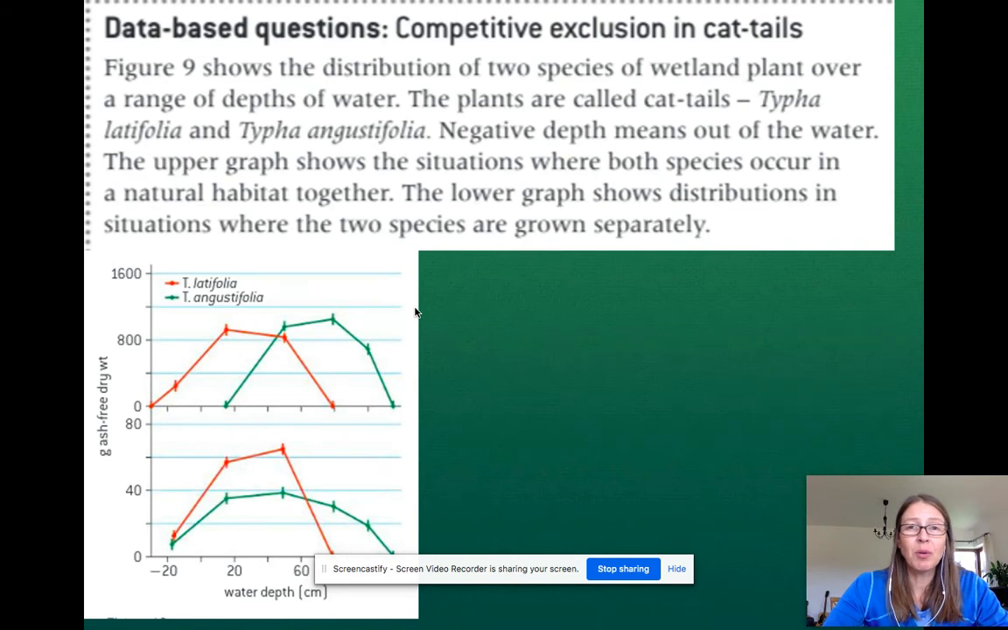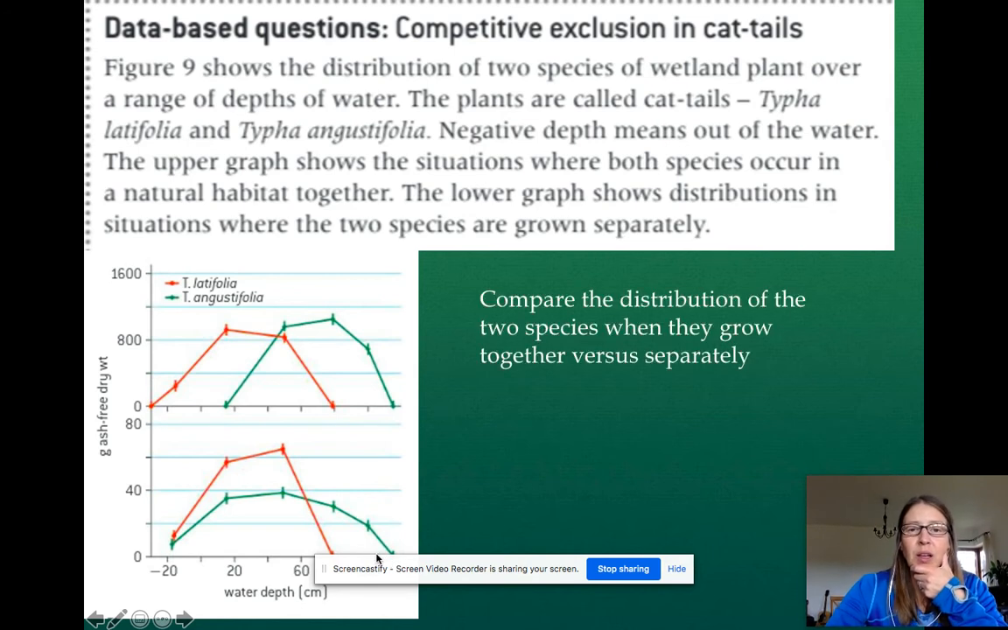Here is a pretty cool example about competitive exclusion in cattails. So I want you to take a look at this. You're looking at two species of wetland plants, and the plants are cattails. There's the latifolia and angustifolia. And we've got negative depth, which means it's out of the water. The upper graph shows situations where both species are in a natural habitat together. And then the lower graph shows their distributions where they are grown separately. So here is when they're both grown all by themselves. So you can see this would be the fundamental niche of both of them.